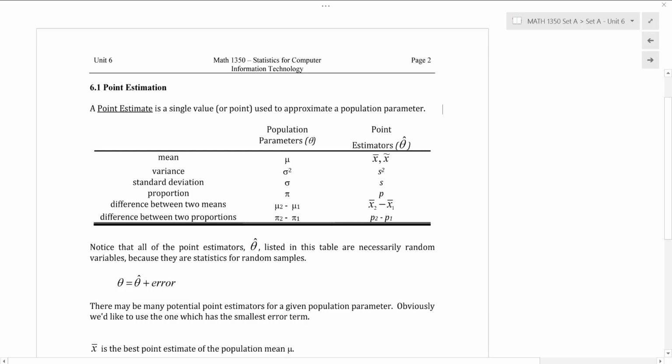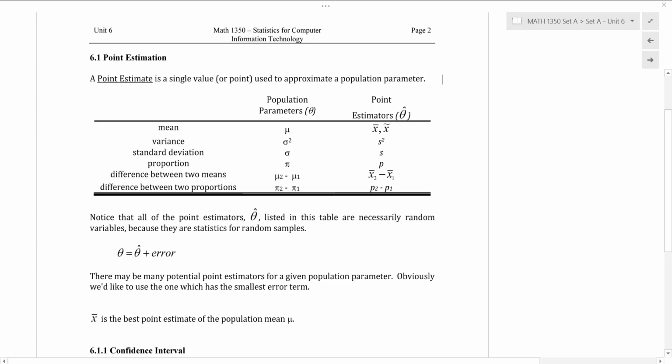I want to take some time today to talk a little bit about point estimation. This is first on our list of inferential statistics activities, and we'll also talk a little bit about confidence intervals, a similar and related idea. So for point estimation, we'd like to approximate maybe a single value, some sort of population parameter that we're interested in.